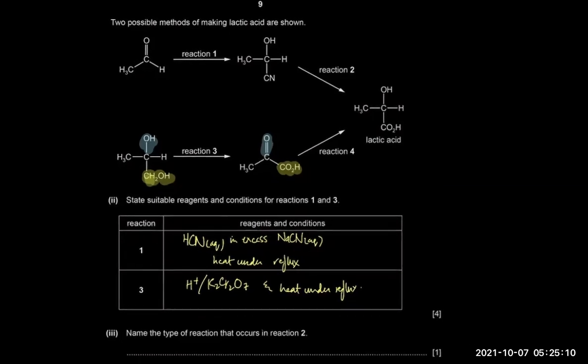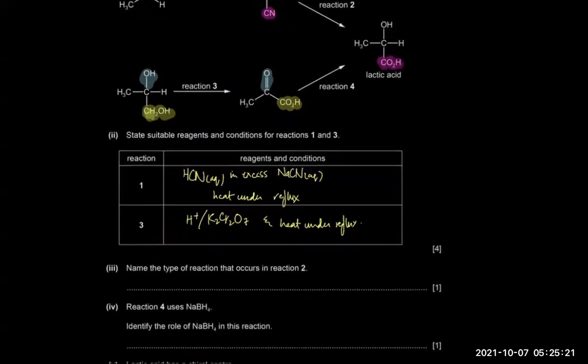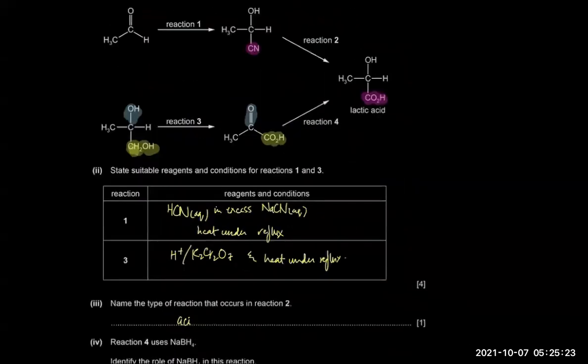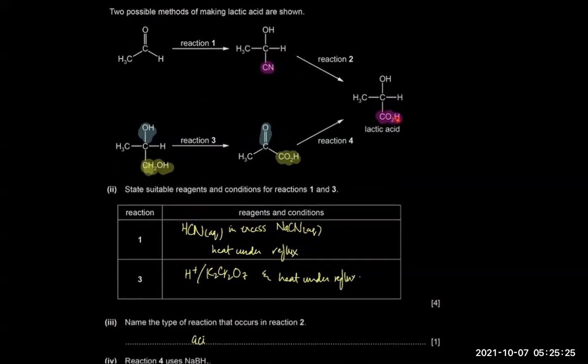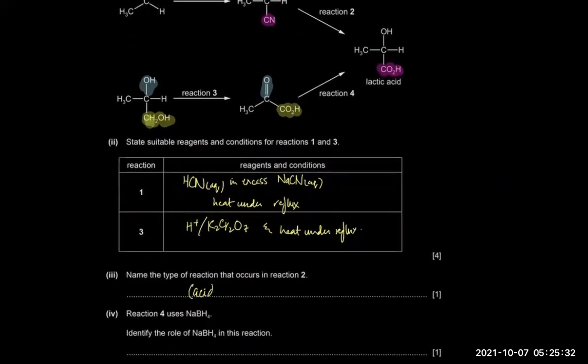State the type of reaction that occurs in reaction 2. In reaction 2, a nitrile is converted to an acid. It's hydrolysis. Okay. I always like to say acidic hydrolysis because we're doing it in acidic conditions. That's where we're making the acid. If it were alkaline, what would we make? Salt. Right? But they'll accept hydrolysis. So we can just say hydrolysis.